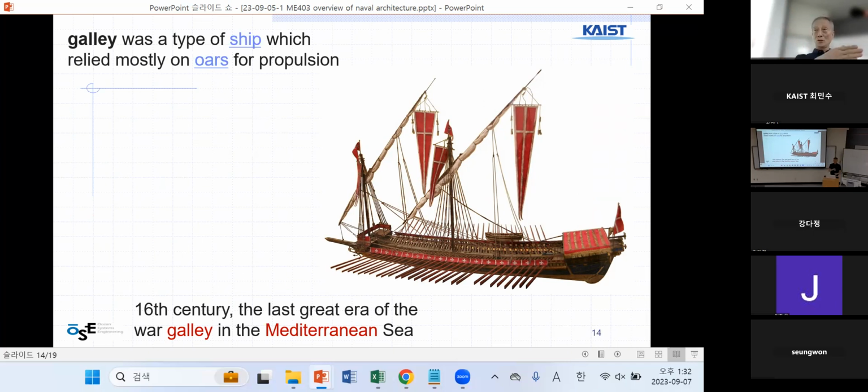And also there were surrounding countries that needed to take more territory. And then you also see that the wind sail was not so much used for this galley. Why? Because oars give more speed, and also, more important than speed, is the maneuverability.